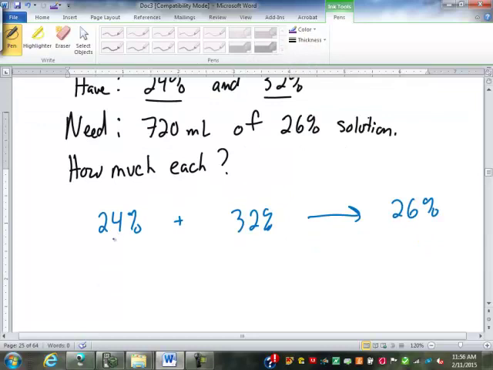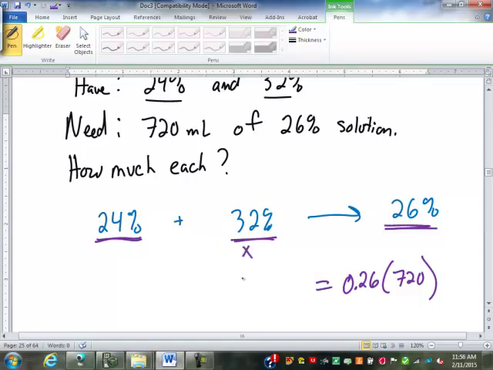We don't know the amount of the 24% or of the 32%. The only amount we actually have here is the amount that we need of the 26%. So that concentration of 0.26 times 720 milliliters. Now for the 24% and the 32%, we need to figure out amounts. If I just pick one of them to be x, let's pick the amount of the 32% to be x. The amount of the other, since we have a total volume of 720 milliliters, will be 720 minus x.